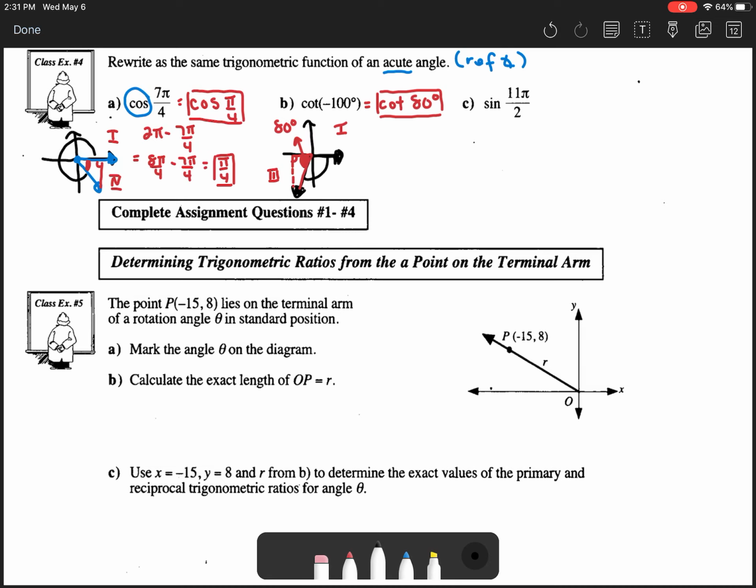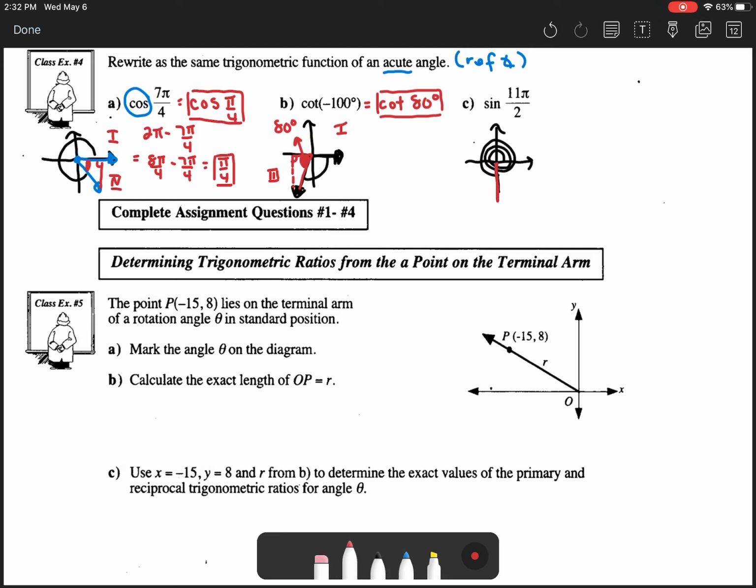Now, the last one, 11 pi over 2. So this one's a little trickier. Okay, 11 pi over 2. Well, remember, pi over 2 is like 180 over 2, which is 90. And 90 times 11 is 990 degrees. So when you see that, you're going to do 2 full rotations. So you're going to do 1 rotation, 2 rotations, and then bang, right there on the y-axis, the negative y-axis.